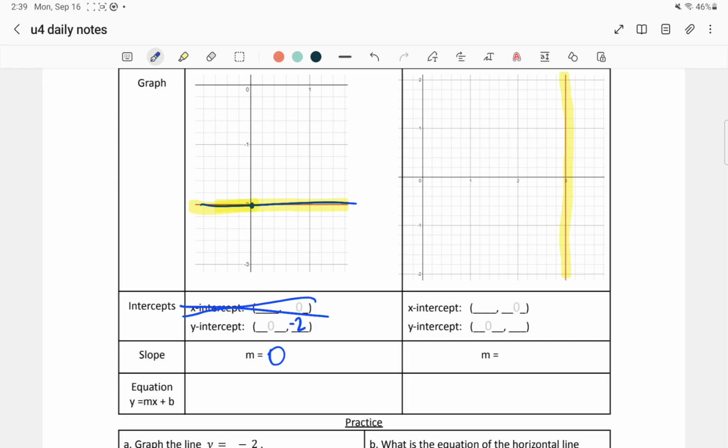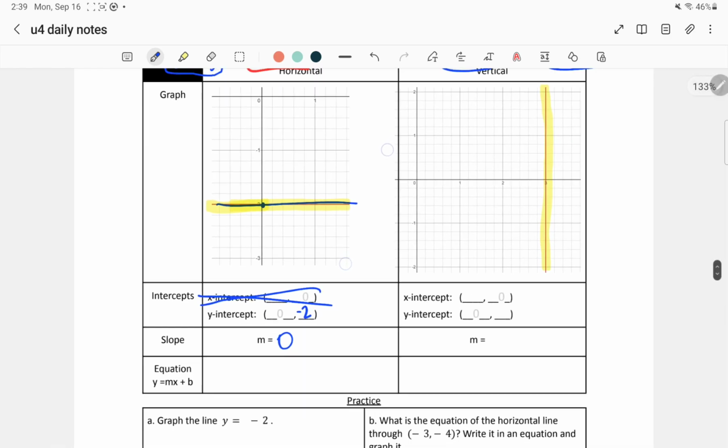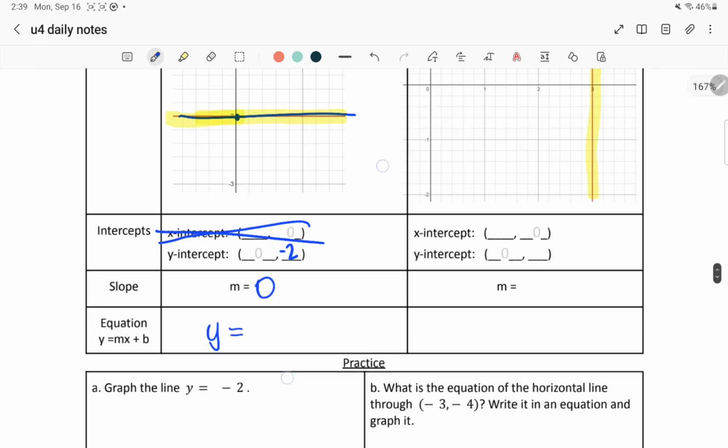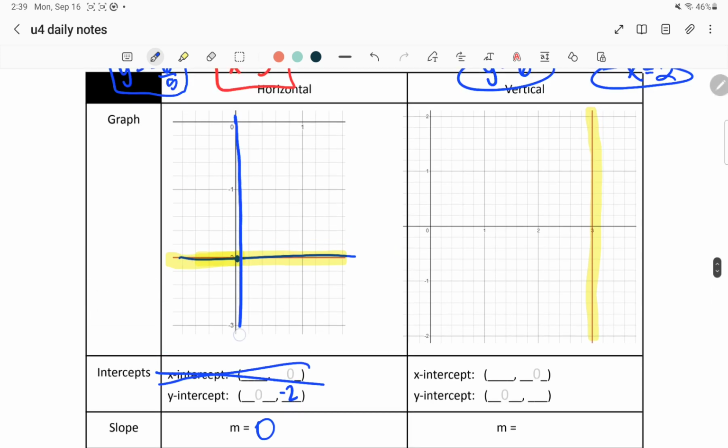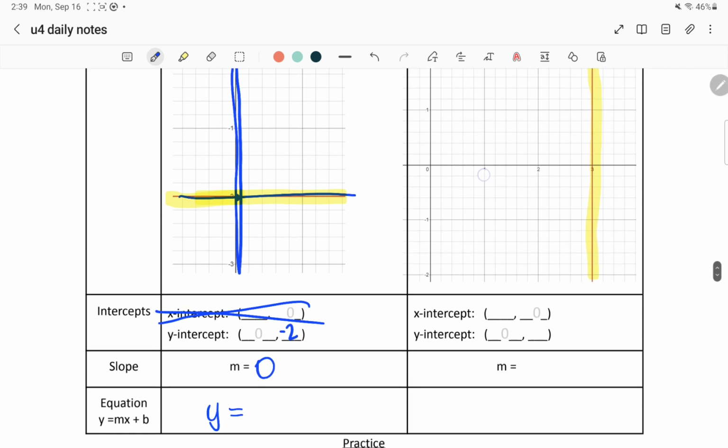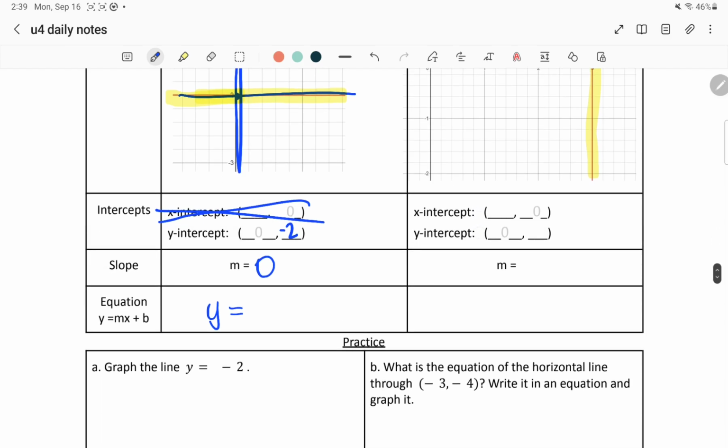Okay, the equation is always going to be y equals whatever the y-intercept was. So notice we only had a y-intercept. Notice here on my graph, the only line that I'm touching is the y-intercept, is the y-axis, excuse me. So it just follows that the way I write this is y equals -2. Okay? Because that's what I'm hitting, is I'm hitting -2.